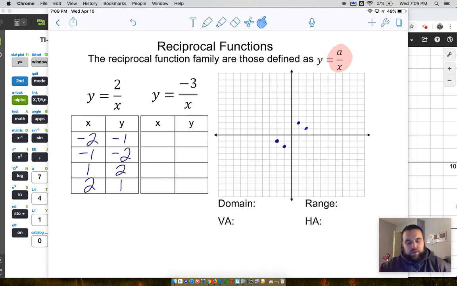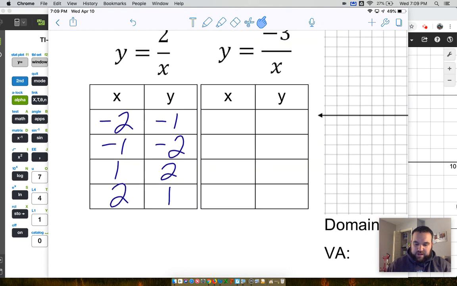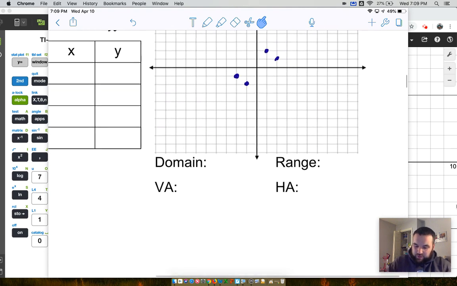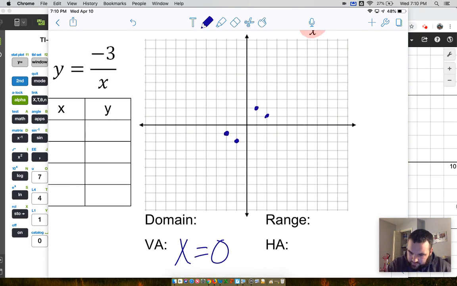Now this is a pretty odd set of points to try and connect in a graph. But what's also important is that you understand that 0 is not possible, right? I can't plug in 0 for x, which means I'm going to have a vertical asymptote at x equals 0, meaning I cannot cross the y-axis at all. I'm going to approach the y-axis, but I'll never truly get there.